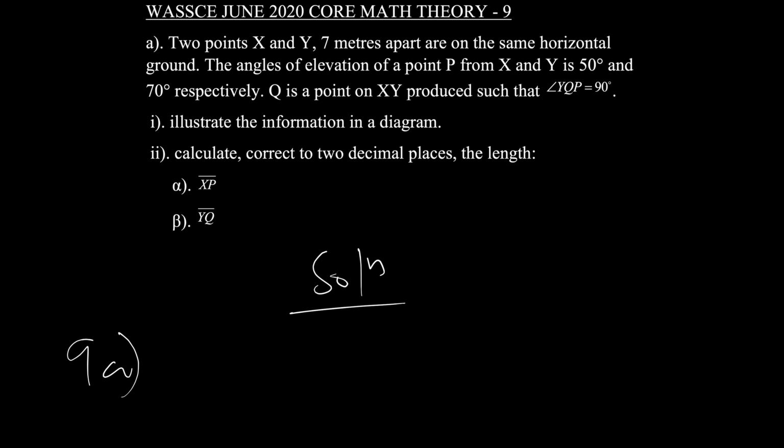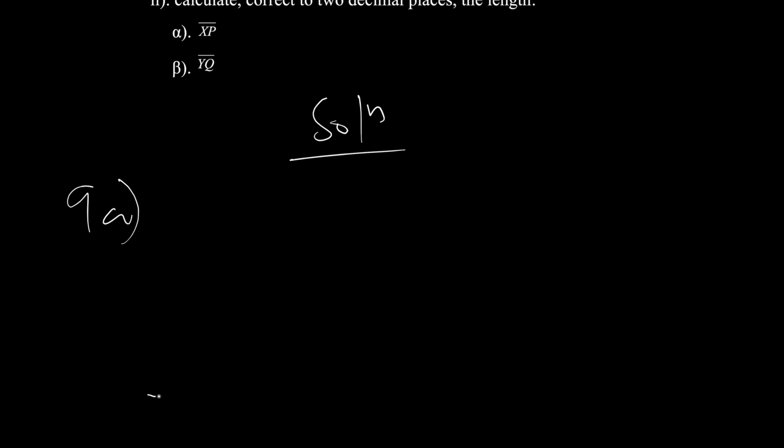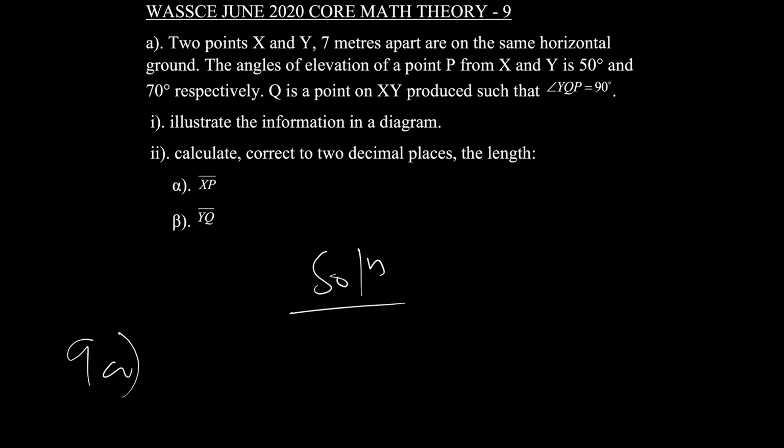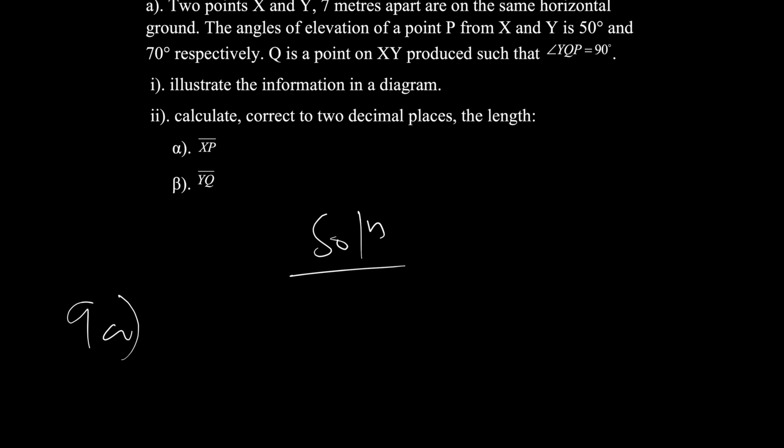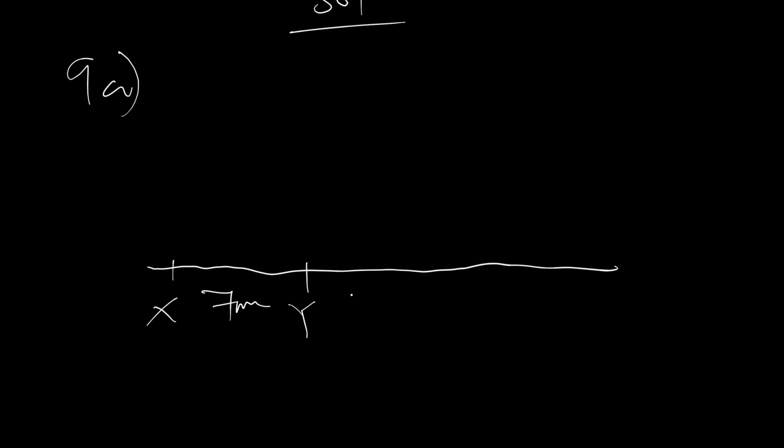So we have our horizontal ground, and we have our points X and Y. So this will be our X, this will be our Y. And then X and Y are 7 meters apart, so the length of this will be 7 meters. We have our point Q, which is on XY, so our Q will be here. Then we have our P.